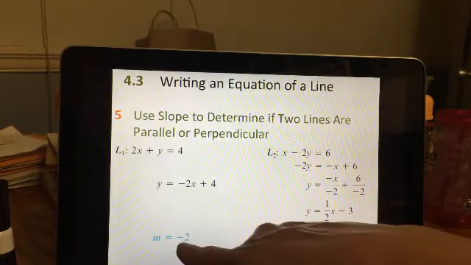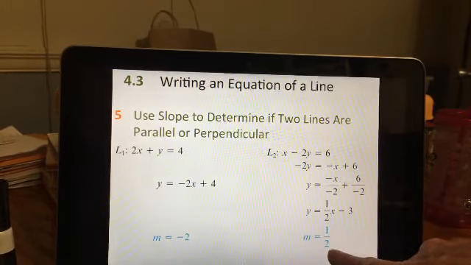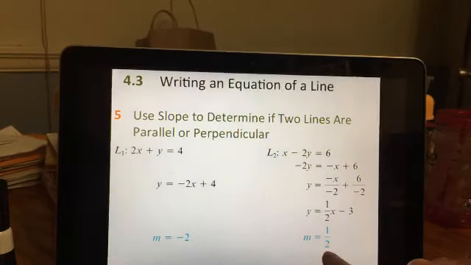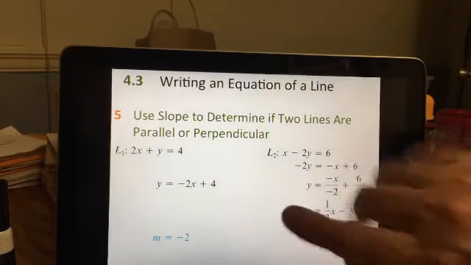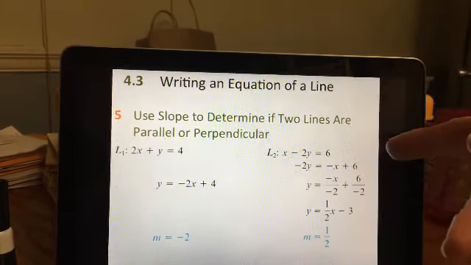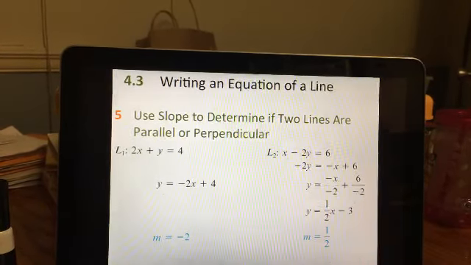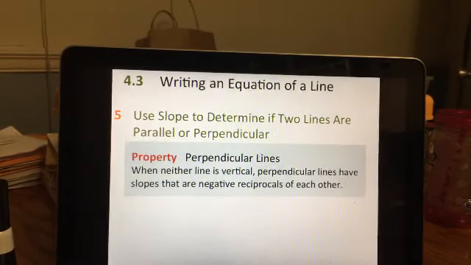In any case, what is the relationship between these two? We saw at the beginning that they were perpendicular. We have a negative 2 and a 1/2. The relationship is that they are opposite signs and they are flipped over. They are reciprocals of each other and they are negatives of each other. So when we have perpendicular lines, our slopes are negative reciprocals of each other. Okay, so here's our definition. When neither line is vertical, perpendicular lines have slopes that are negative reciprocals of each other.